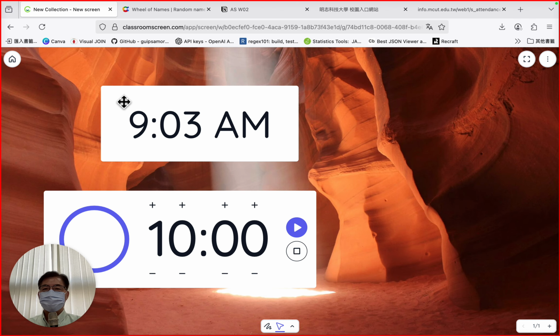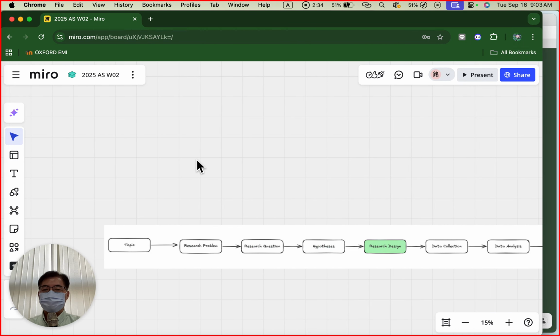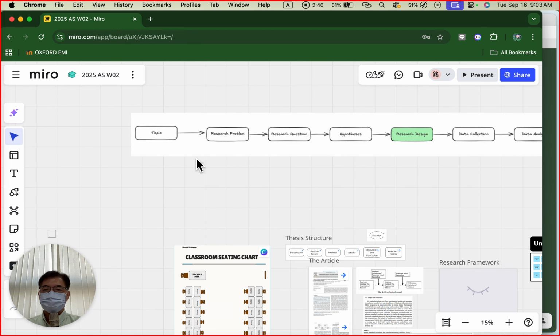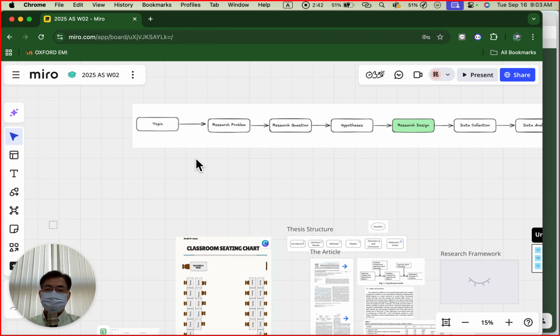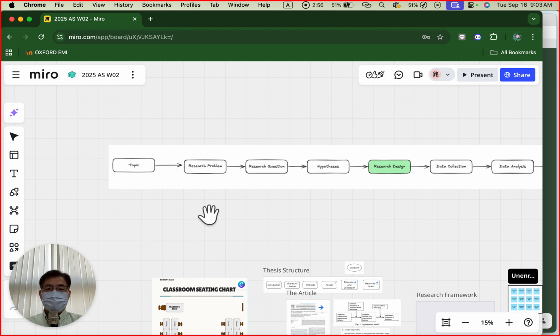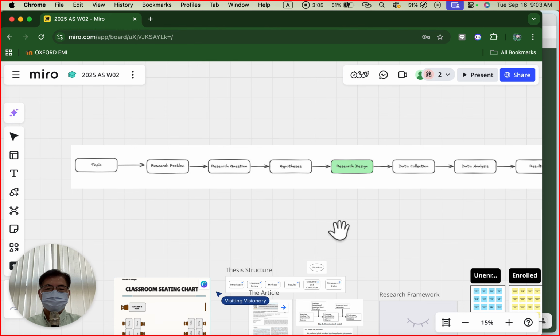I'll have to switch the mirror whiteboard. Okay, here. Please open the mirror whiteboard for week 2. I prepared some material. I'd like to go through the process of doing research for a very short period of time.